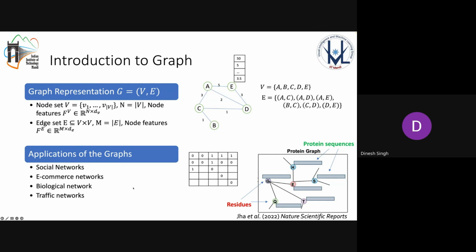Then there are many applications we already counted. We can use graphs for social network analysis: what are the similar communities on Facebook? All of the persons are the nodes, and the properties of a person are their features. Then with whom they are connecting, and based on those connections, we can define a graph.